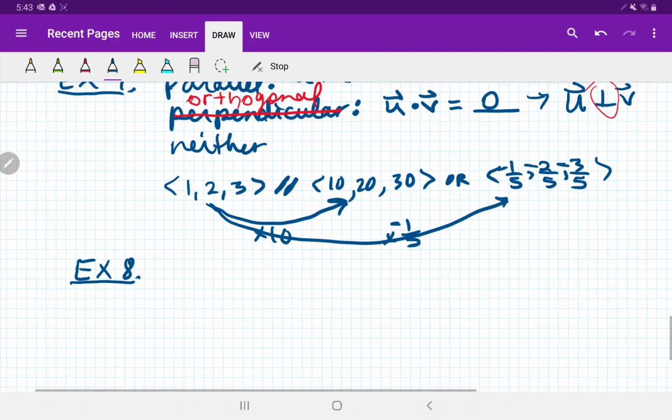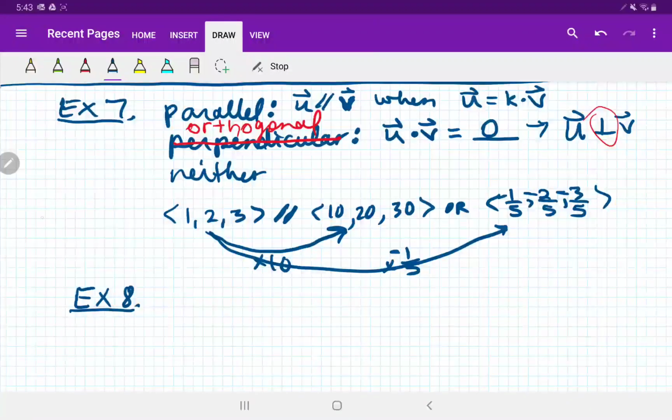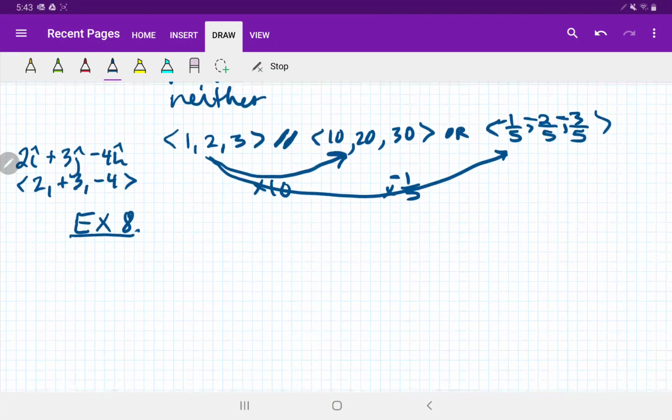Oh, I had one in IJK form for this. I would say that if you ever have something in IJK form, so 2i plus 3j minus 4k, my suggestion is just change it to component form. It makes more sense. So there are some problems that said parallel, orthogonal, or neither, and they were in IJK form. Okay, and then we do need to discuss what I, J, and K are, just specifically.